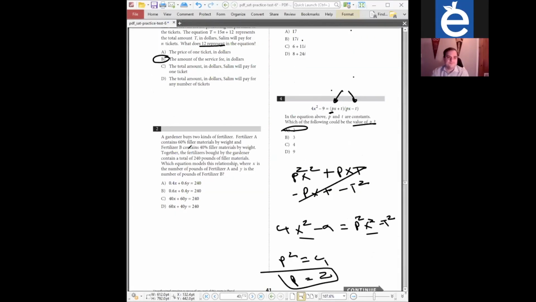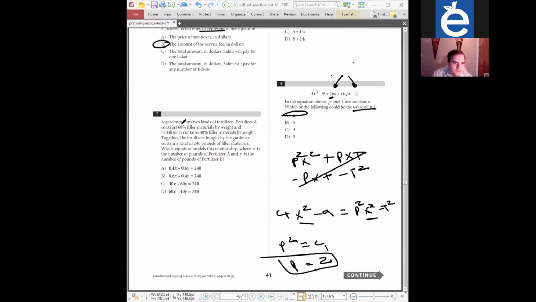All right, number 2. A gardener buys 2 kinds of fertilizer. Fertilizer A contains 60% filler materials by weight. Fertilizer B contains 40% fertilizer materials by weight. Okay, so these are by weight. Together, the fertilizers bought by the gardener contain a total of 240 pounds of filler materials. Which equation models the relationship where x is equal to the number of pounds of fertilizer A and y is the pounds of fertilizer B, right?